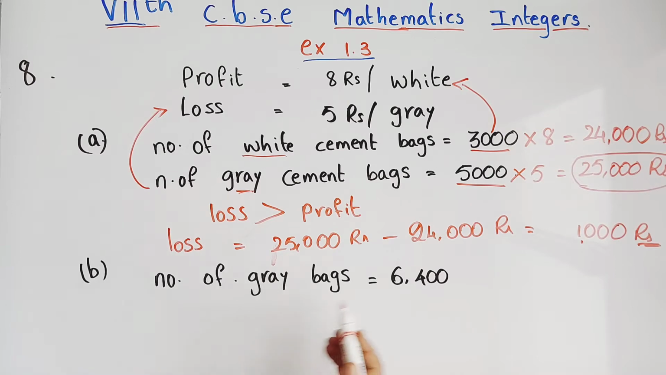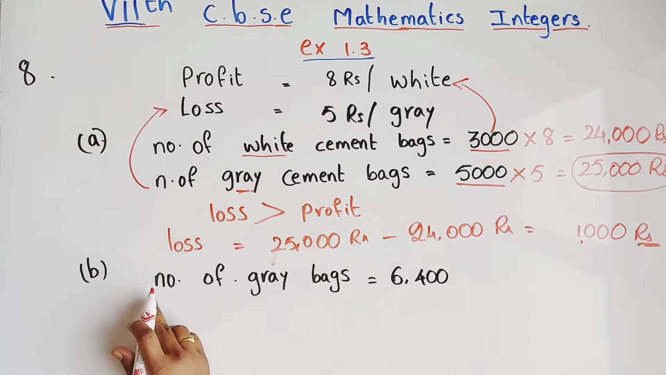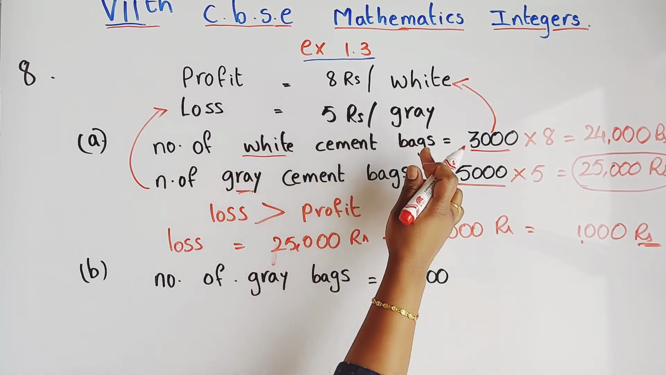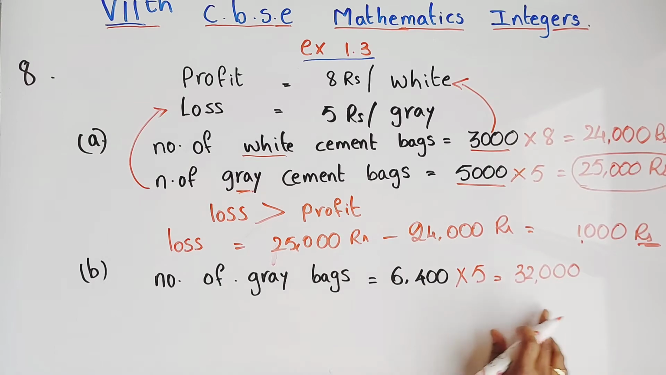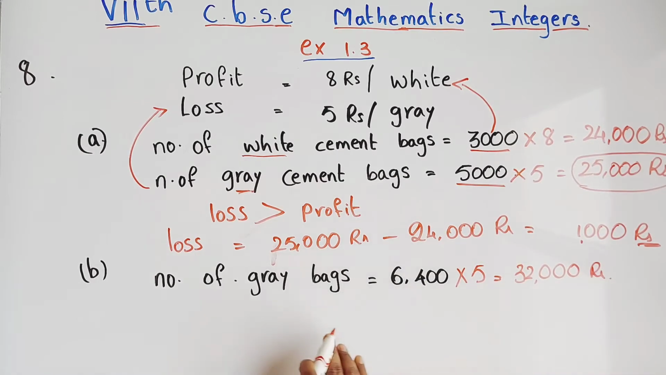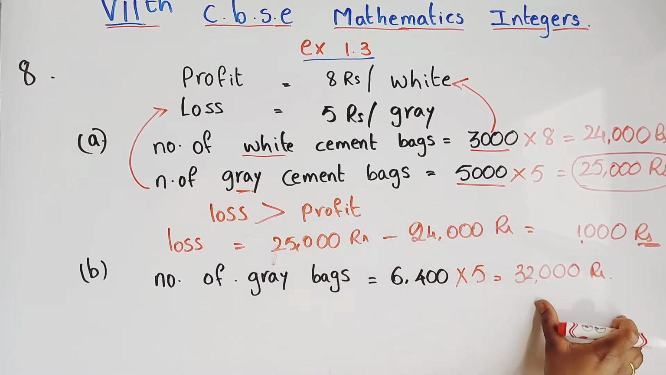What is the number of white cement bags it must sell to get neither profit nor loss, if the number of grey bags sold is 6,400 bags? So, they have already given the number of grey bags. It is 6,400. Grey bags means we know 5 rupees per one bag, it is loss. It is 32,000 rupees, children. So, they want neither profit nor loss. So, white cement bags rate also should be equal to this grey cement bags rate. White cement bags, we don't know how much they sold.